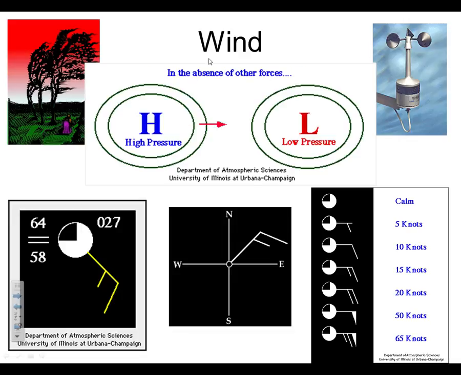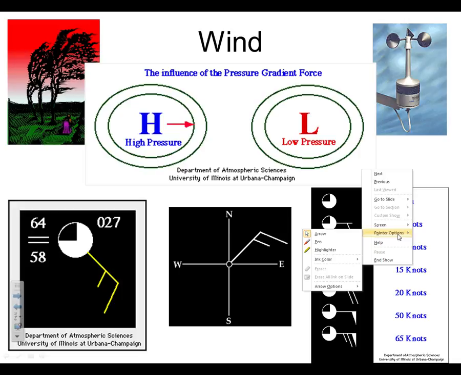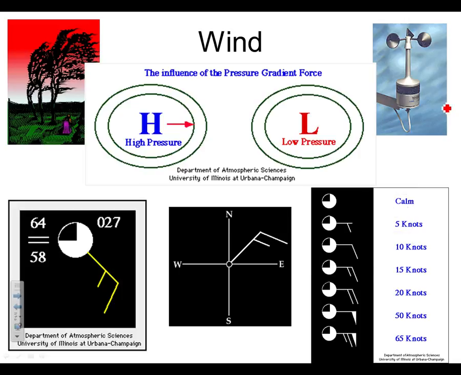Some other things about wind we can see on this slide. A wind gauge here, the technical name for the instrument that measures wind, is an anemometer. So an anemometer measures wind speed. Just wanted to show you that.